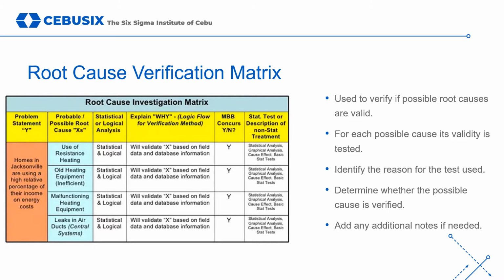Documentation regarding root cause verification is usually completed on a matrix that includes the problem, possible root causes, the verification method, why the verification method was chosen, results of the verification, and, in some cases, whether a senior Six Sigma leader, such as a master or black belt, agrees with the discussion.